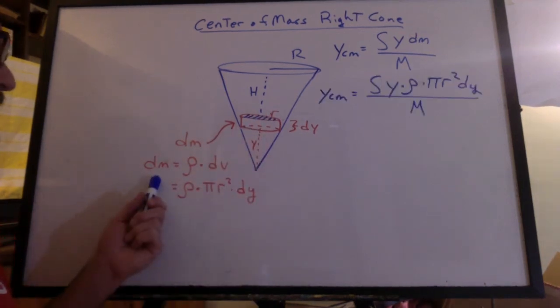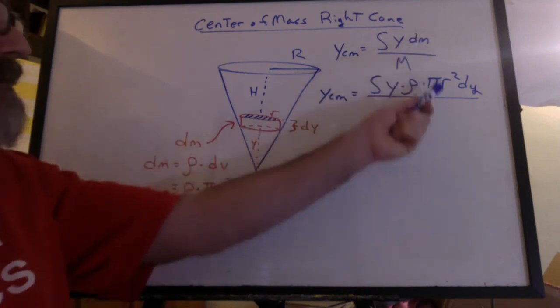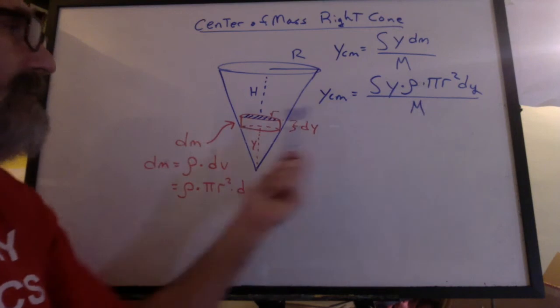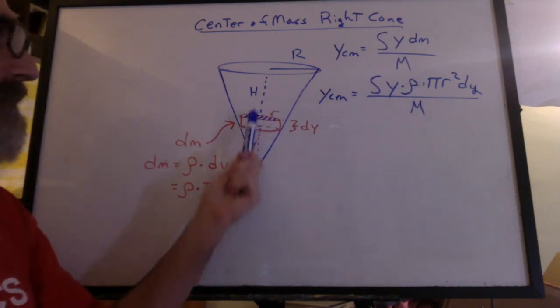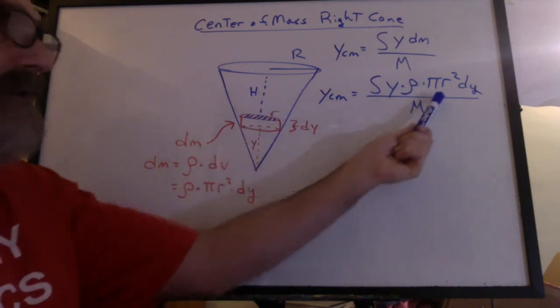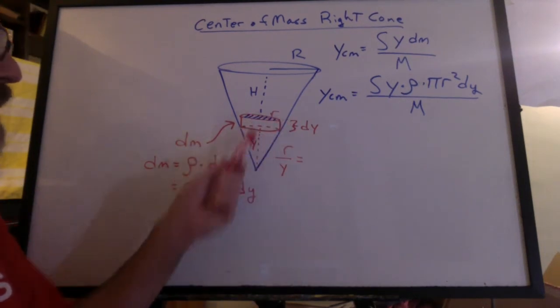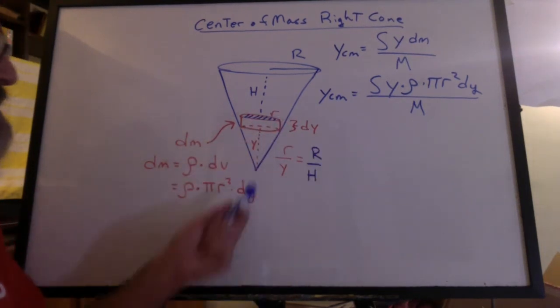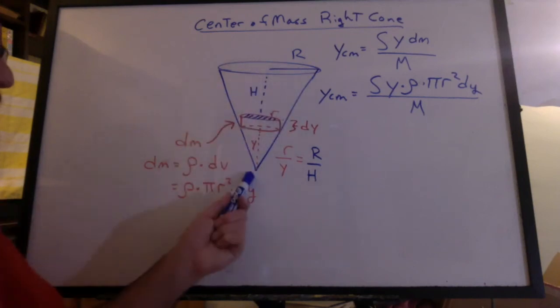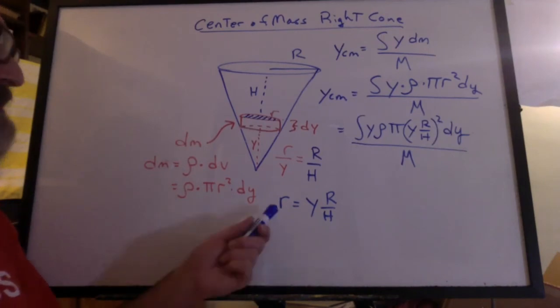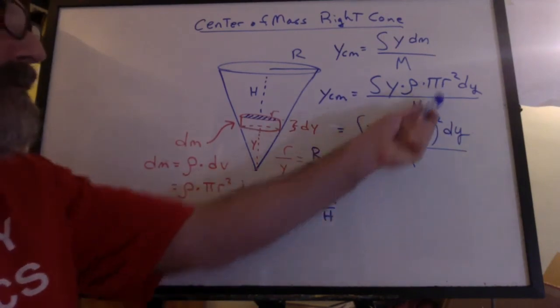So we're going to put our dm up here. And now we can see that r is going to be changing as we move up through y. We need to get rid of r. We can use similar triangles. r over y is proportional to capital R over capital H. Rearrange. Substitute for r up here, and here we have it.